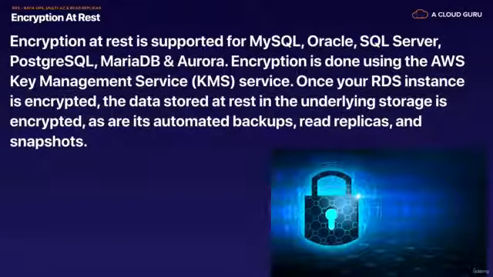Moving on to encryption. Encryption at rest is supported for MySQL, Oracle, SQL Server, PostgreSQL, MariaDB, and Aurora. Encryption is done using the AWS KMS service. Once your RDS instance is encrypted, the data stored at rest in the underlying storage is encrypted, as are automated backups, read replicas, and snapshots. So as soon as you've turned encryption on, basically anything that you're doing, such as backups, read replicas, and snapshots, are also going to be encrypted.